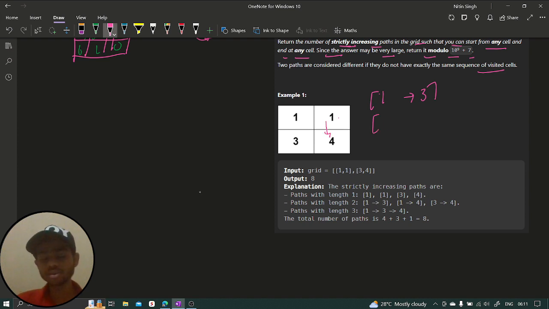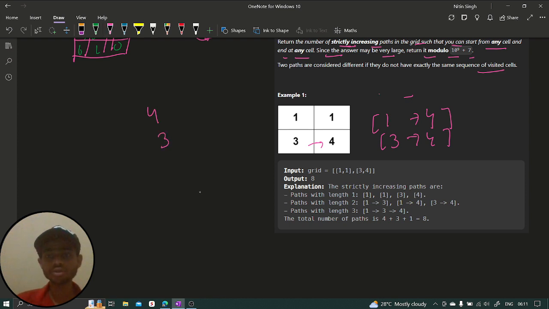So there is one more path with length two, which is four. We can also move from three to four, right? So there is also one path from 3 to 4 because it is also increasing, right? So for length two we have three paths. Earlier there were four paths with length one, now three paths with length two.